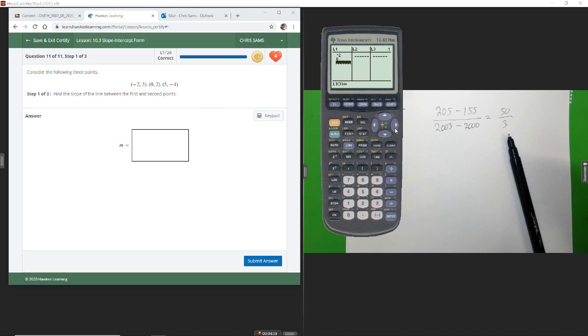And now I'm going to arrow to the right, and go to L2, this would be my y values. So the corresponding y value needs to be right next to the same x value. So next to -2 should be the number 3. So hit 3 and then enter. And then next to 0 should be 2.